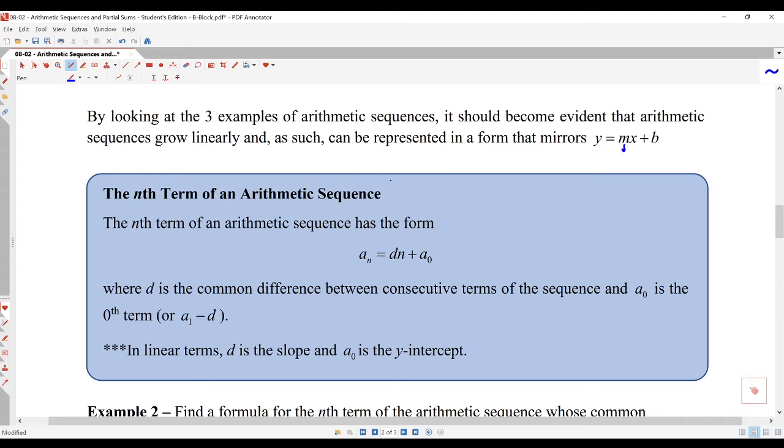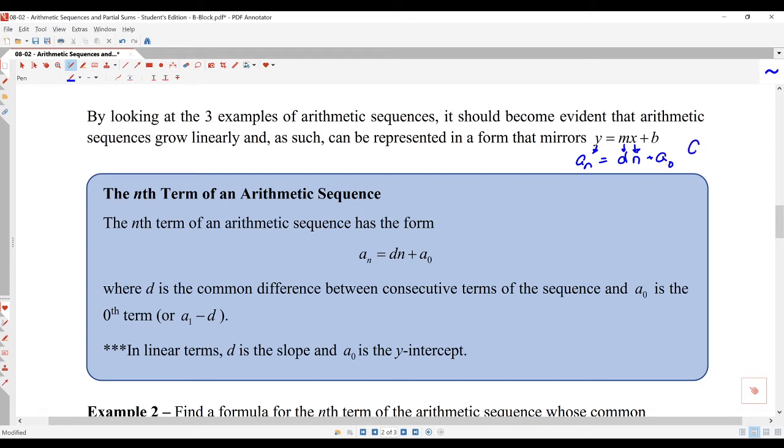Let's try that again. N is the x value. It's the amount that we're going out on every single term. So 1, 2, 3, 4. A sub n is the output, the y value. So m is how much it goes up every single time. That's the common difference. So x is our n, y is our a sub n, b is the y-intercept. Okay, the y-intercept happens when the input is 0. Well, if the input is n, then b is a sub 0. That's the 0th term.